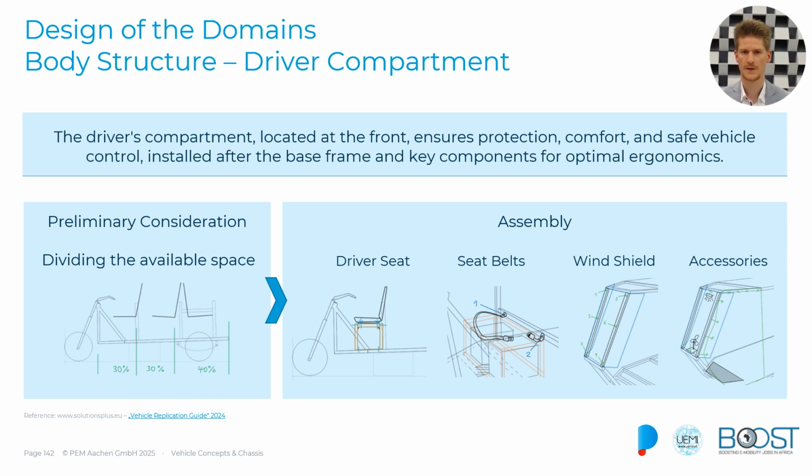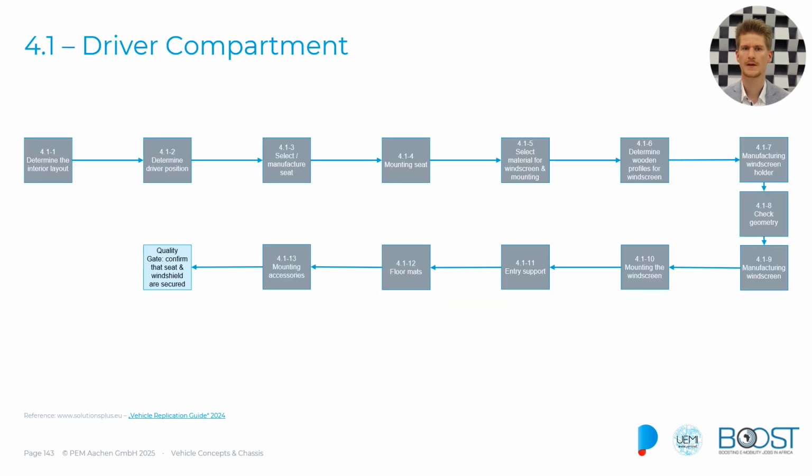The process that we're going to deal with is the following. We will look at the determination of the interior layout, then we will determine the driver position, select the manufacturer of the seat, mount the seat, select the material for the windscreen and mount that, determine some wooden profiles for the windscreen framing, manufacture the windscreen frames, check the geometry again, and then manufacture the windscreen and mount it. Then we talk about the entry support, the floor mats and mounting accessories.